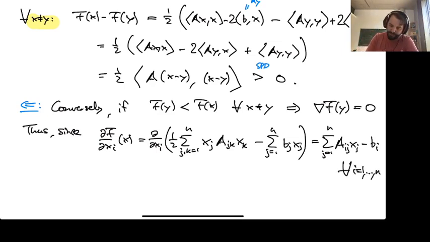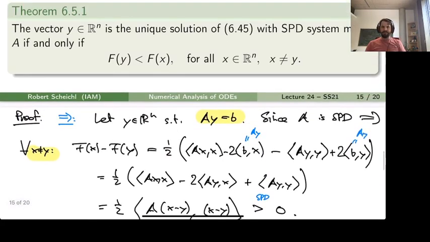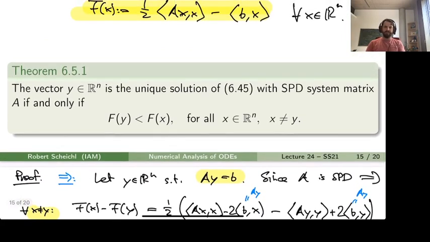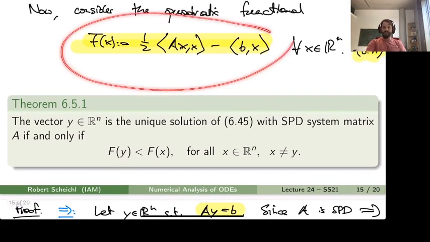So what have we proved? We have proved that df by dxi is simply the ith row of the linear equation system. So this implies, because the gradient of f has to be equal to 0, that Ax equals b. Okay, so we can find solutions to our system Ax equals b by minimizing this functional over all x in Rn.